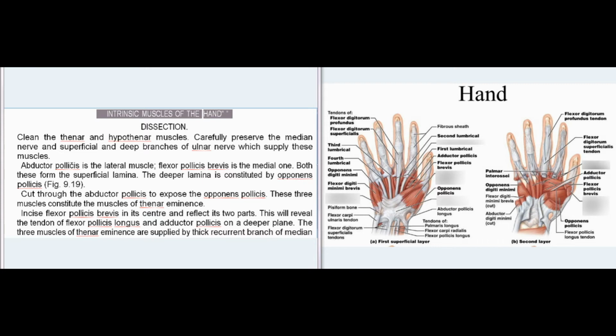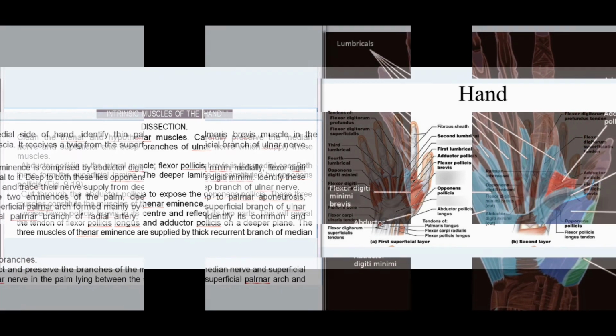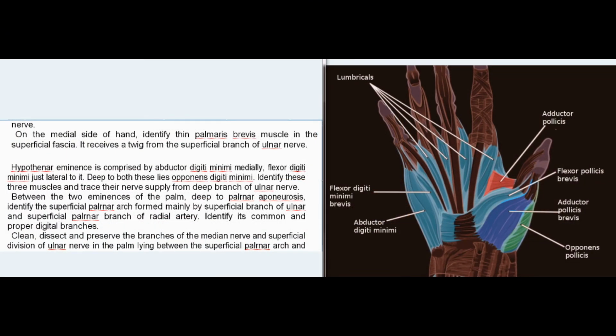These 3 muscles constitute the muscles of thenar eminence. Incise flexor pollicis brevis in its center and reflect its 2 parts. This will reveal the tendon of flexor pollicis longus and adductor pollicis on a deeper plane. The 3 muscles of thenar eminence are supplied by thick recurrent branch of median nerve. On the medial side of hand, identify thin palmaris brevis muscle in the superficial fascia. It receives a twig from the superficial branch of ulnar nerve.